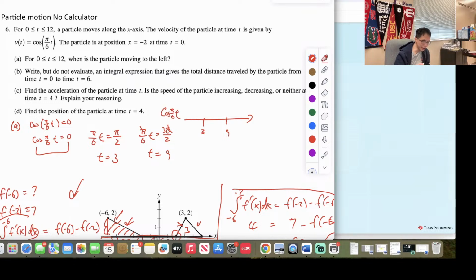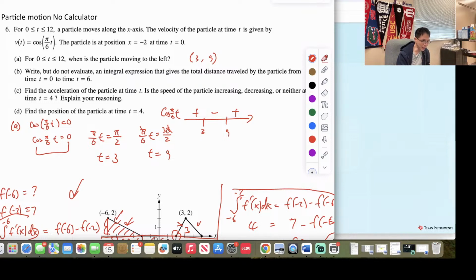So if you plug in 1, the cosine of pi over 6 is going to give you positive. Does that make sense? Now, if I plug in 4, it'll be 2 pi over 6, that'll be negative. So between 3 and 9 is your particle moving left. Pretty easy, right? But you do need to solve the equation.